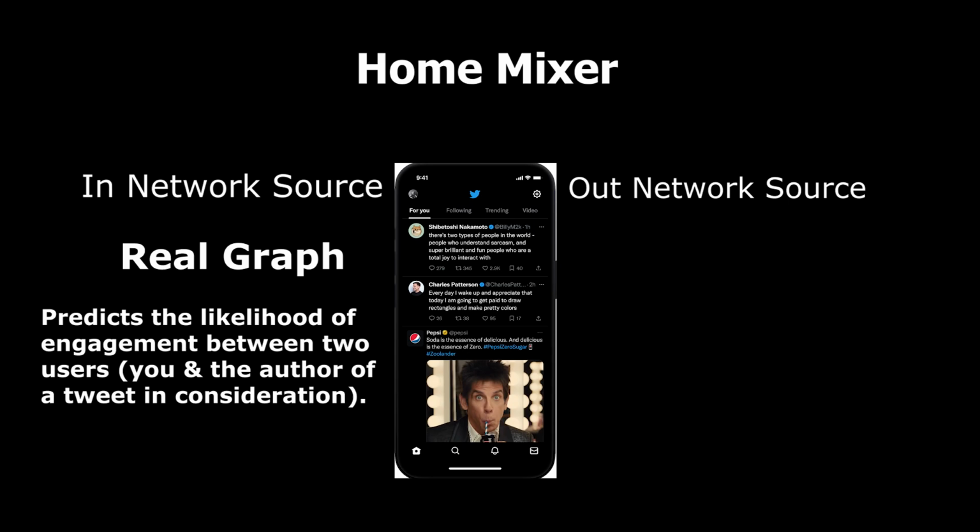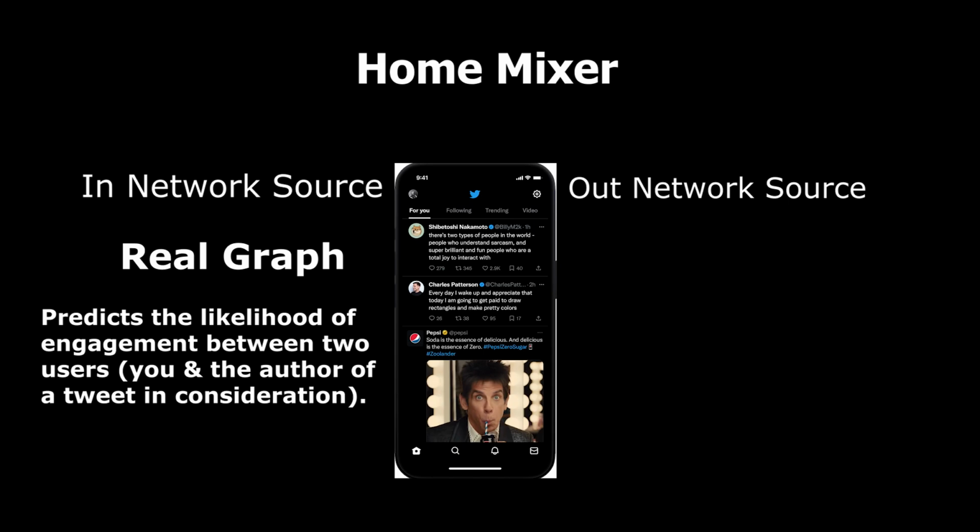So Real Graph is actually a replacement for the fan out process. Fan out process lasted for about 12 years. The Real Graph model is currently what Twitter uses to provide in-network tweets.